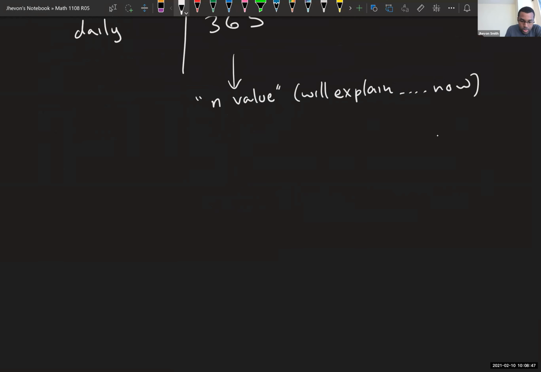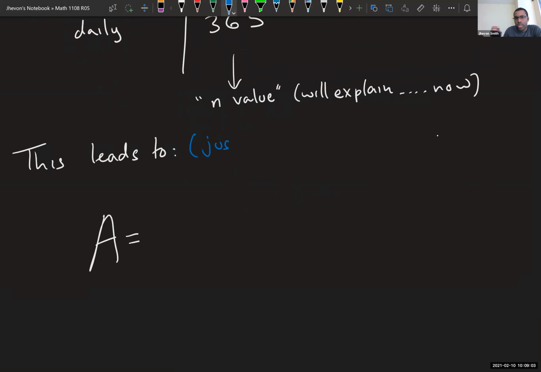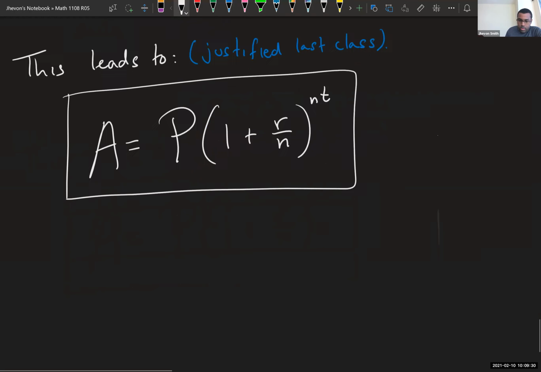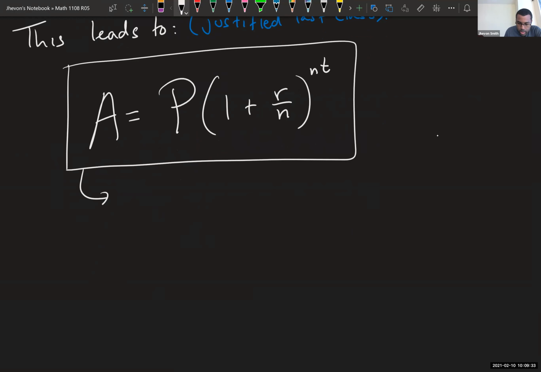So this leads to A equals, and we kind of derived this before. I didn't actually derive it, but I showed you with the numbers where this formula came from, which is good enough. I justified this to you last class, or the class before, I don't know. The formula ends up becoming P times (1 plus R over N) raised to the NT. And this is the compound interest formula.